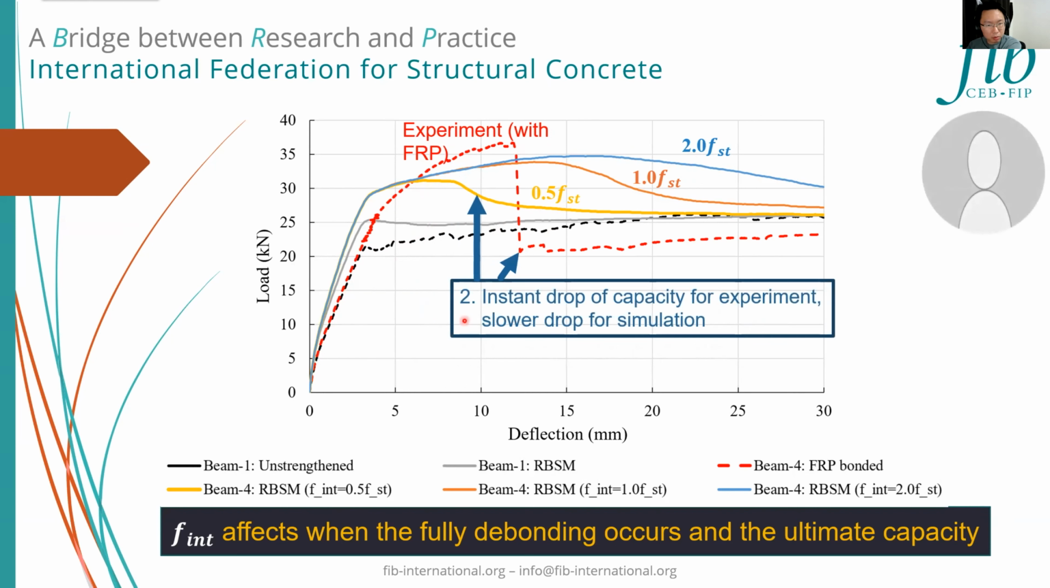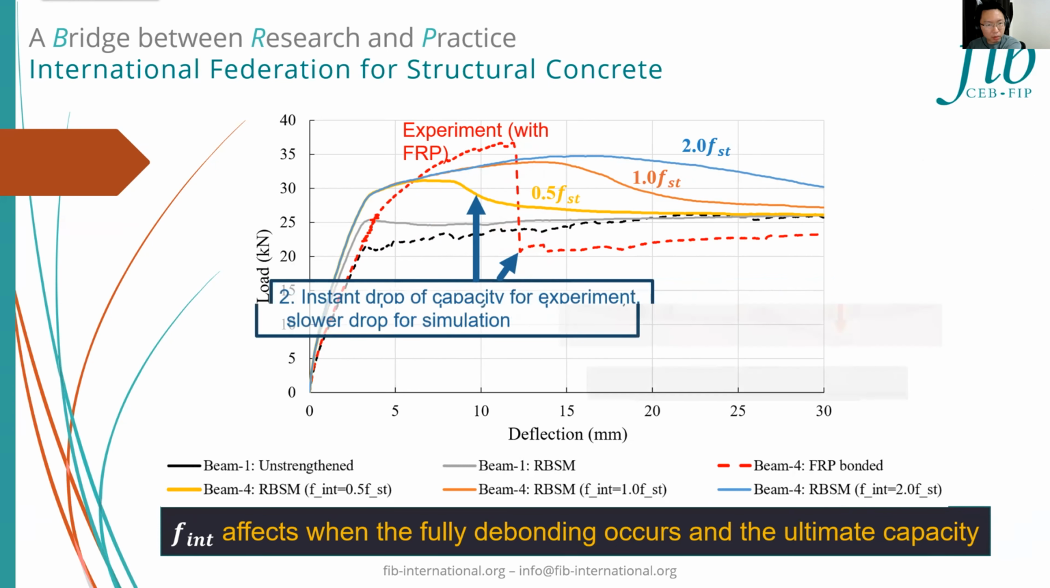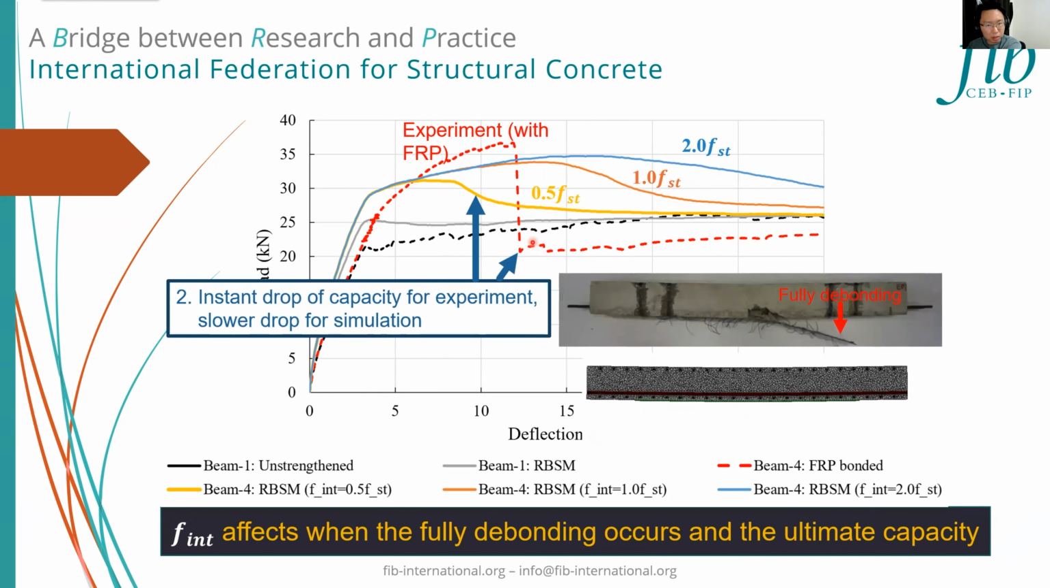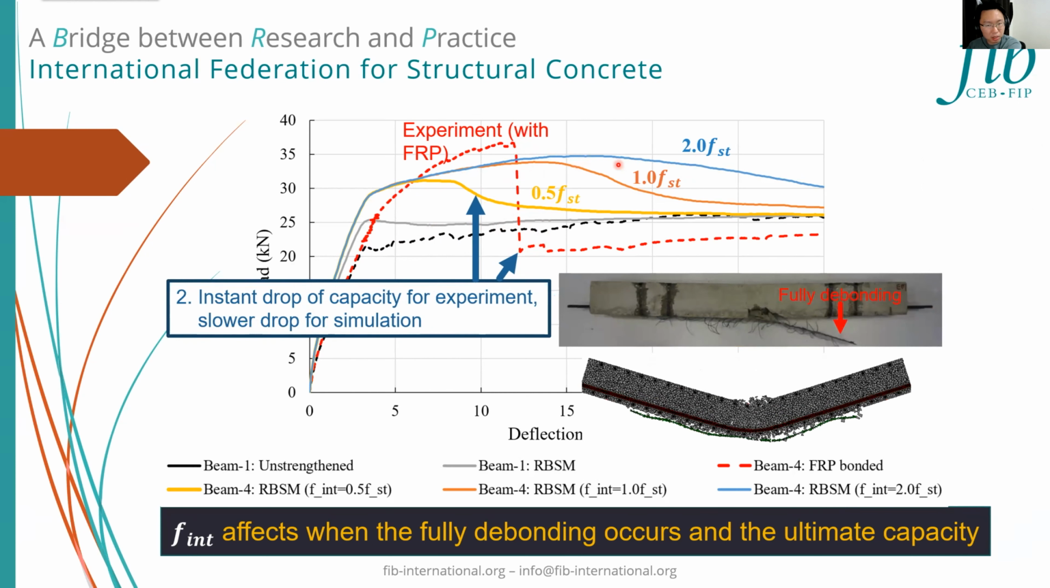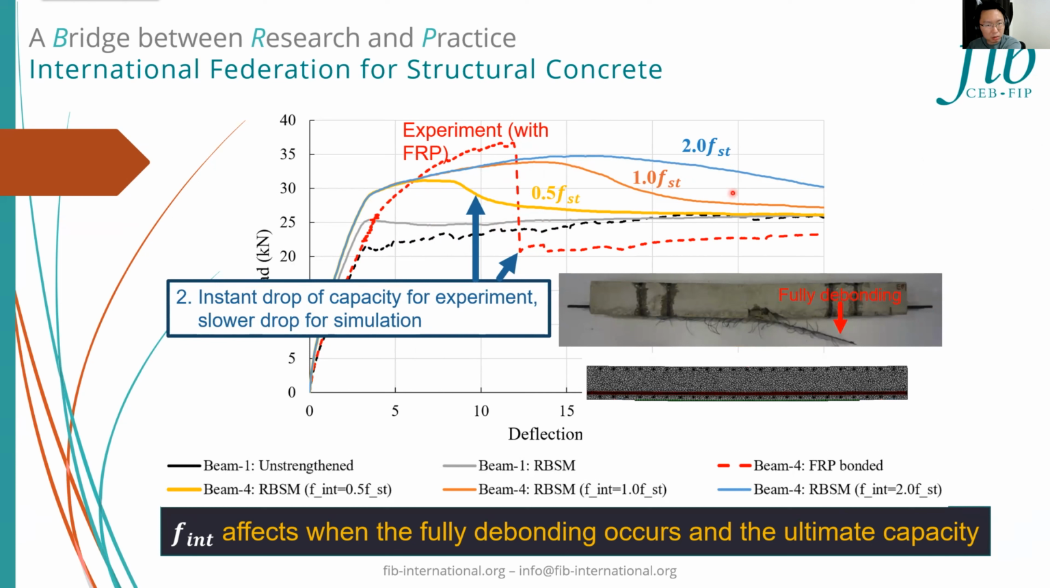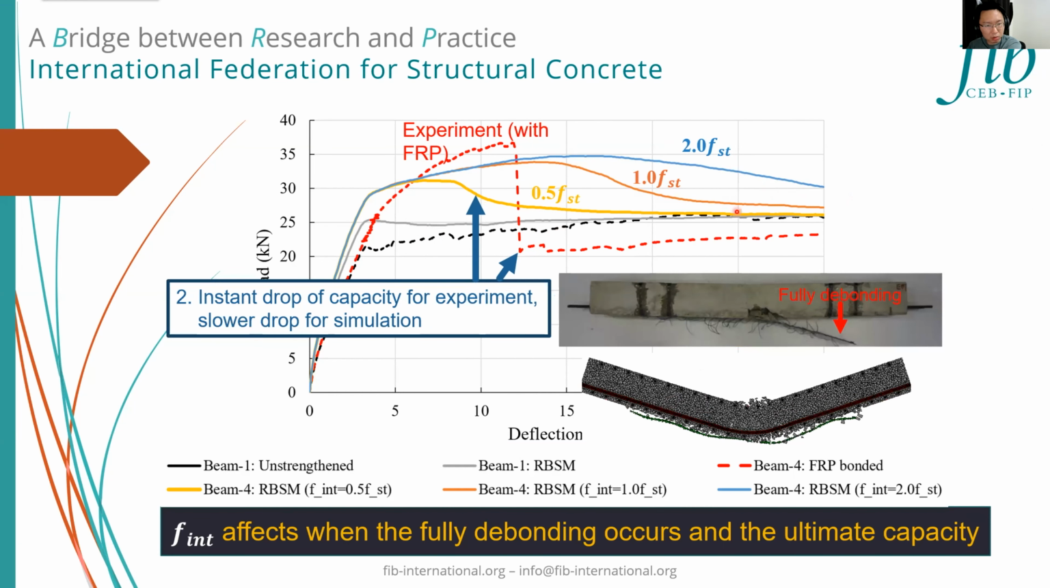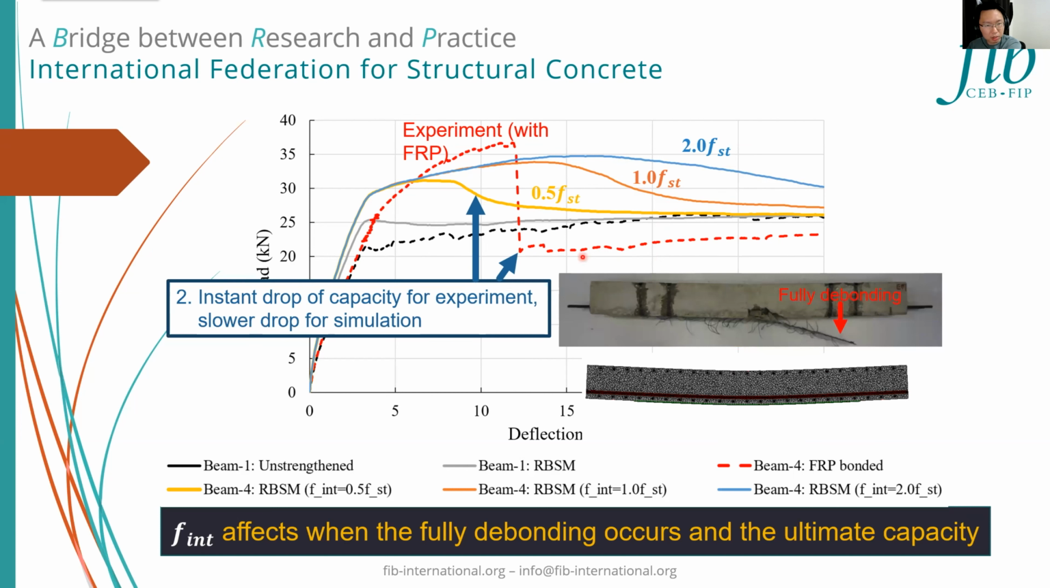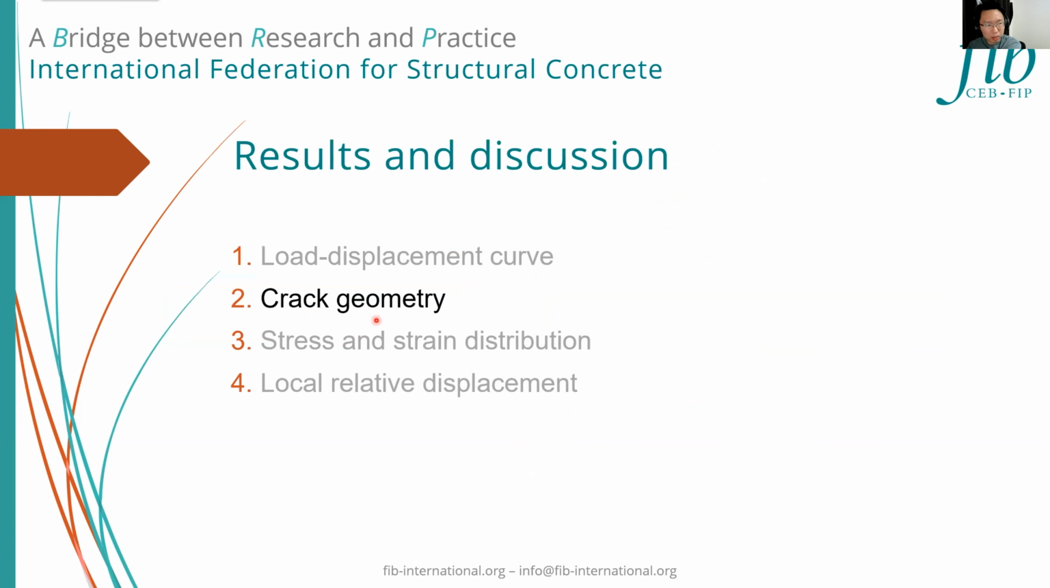And in the experimental result, once the FRP undergoes the complete debonding, the load capacity of the FRP strengthened beam decreases instantly. However, in the simulation result, the load capacity decrease caused by the debonding is not an instant process. After checking the debonding process and the strain distribution, this difference has little influence to our result before fully debonding happens. And then the crack geometry.